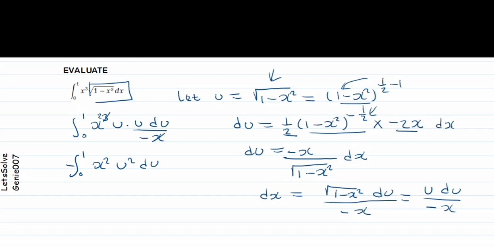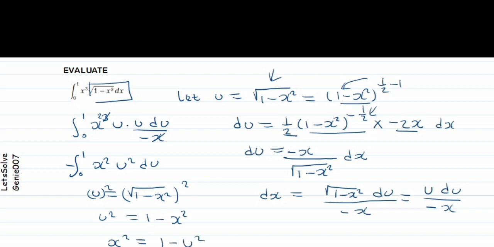So we are going to rewrite x squared in terms of u, since we said u is equal to the square root of 1 minus x squared. We can simply square both sides. Then we'll get u squared equal to 1 minus x squared. Making x squared the subject of the formula, we will have x squared equal to 1 minus u squared.